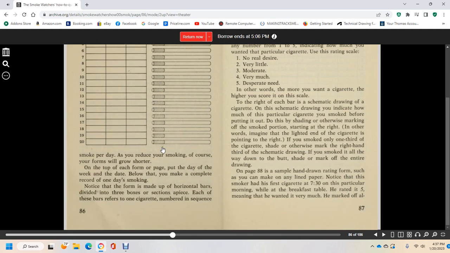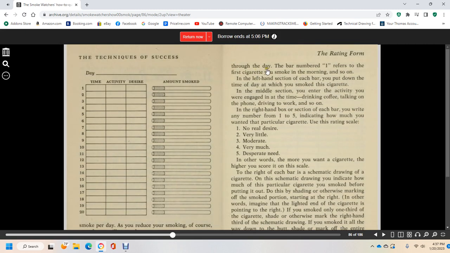At the top of each form page, put the day of the week and the date, so that you make a complete record of one day's smoking. Note that the form is made of horizontal bars divided in 3 blocks. Each of these bars refers to one cigarette, numbered in sequence throughout the day. Bar number 1 refers to the first cigarette you smoke in the morning.